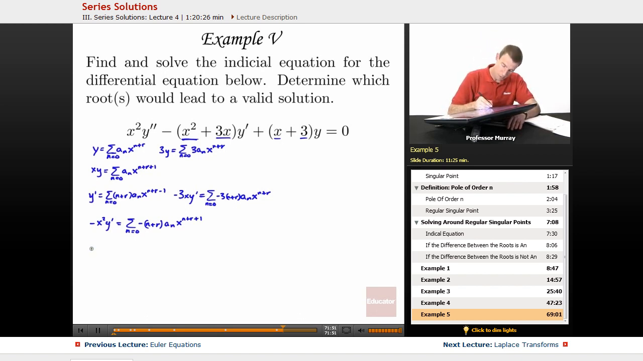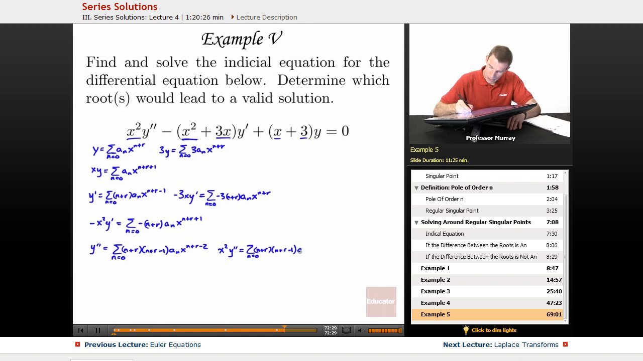And finally, we've got a y double prime, so let me calculate that. Y double prime is the sum from n equals 0 of n plus r, and then we've got a second derivative here, so I'll go n plus r minus 1, a_n times x to the n plus r minus 2. But we're going to have to deal with x squared y double prime, so we'll go ahead and multiply that by x squared. So x squared y double prime is the sum from n equals 0 of n plus r times n plus r minus 1, a_n, and now the power gets bumped up to x to the n plus r. It was n plus r minus 2 before, but we multiplied by x squared, so it's x to the n plus r.